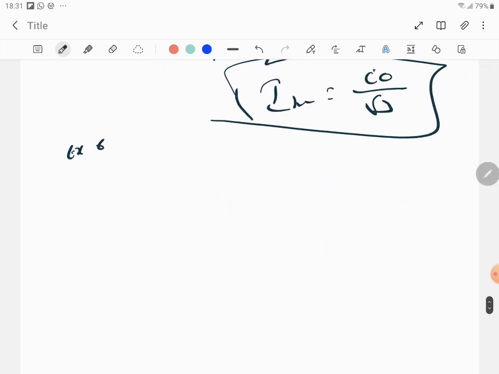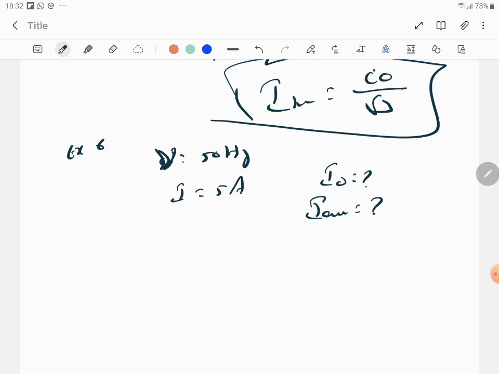Example 6. If the effective value of the current is 5 amps and the frequency is 50 hertz, what is the peak value of the current? The mean value of the current over half the cycle, and the value of current 1 by 300 second after it was 0. These are all only entrance questions. This will never be asked in school exams.